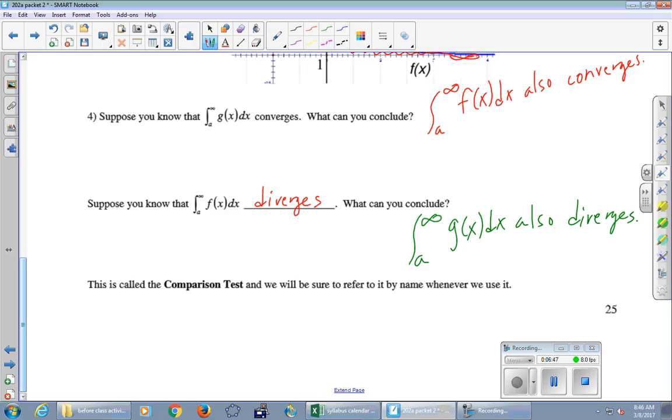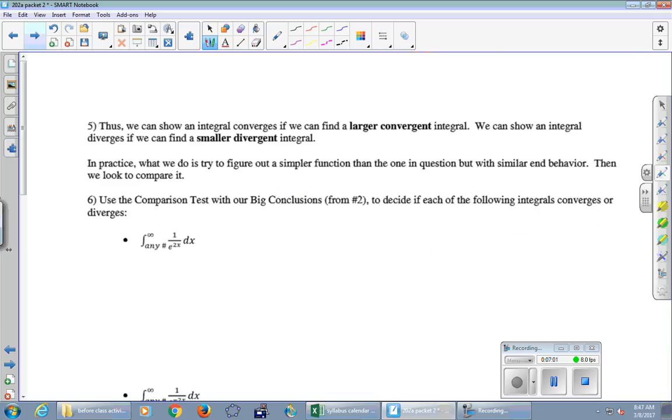And these two statements that we've got up here now are together called the comparison test. It's an appropriate name. We're comparing one function to another, right? And we're going to make sure we refer to it by name whenever we use it. So on the next page, we've got our summary. We could show an integral converges if we can find a larger convergent integral. And we can show an integral diverges if we can find a smaller divergent integral.